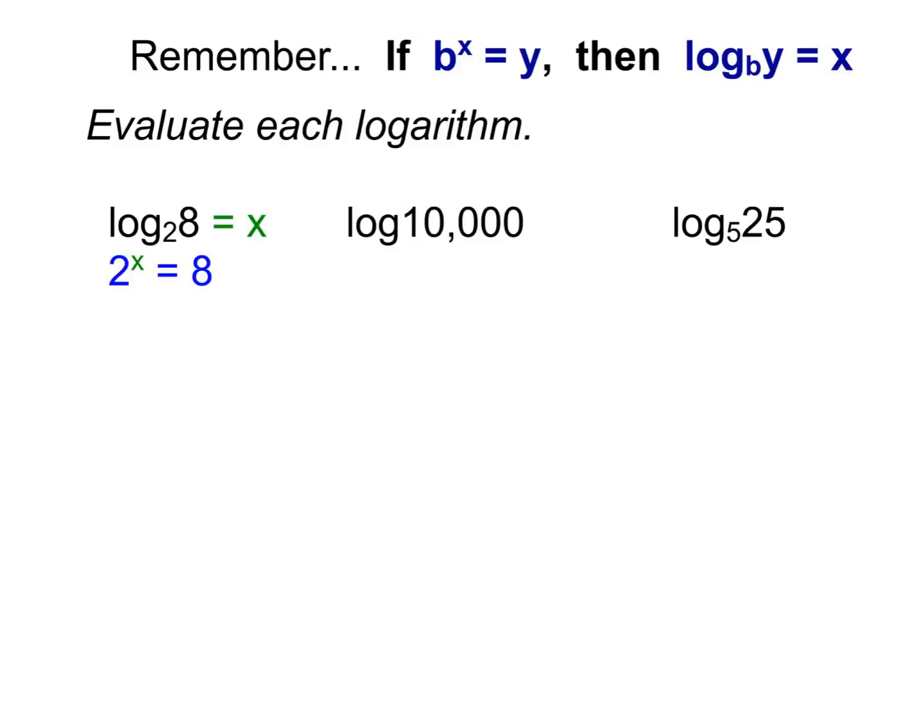Well, 2 times 2 is 4, times 2 is 8. So that's a total of 3 2's multiplied. So it is 3. So log base 2 of 8 equals 3 because 2 to the power of 3 equals 8. Okay, let's take a look at the next one.